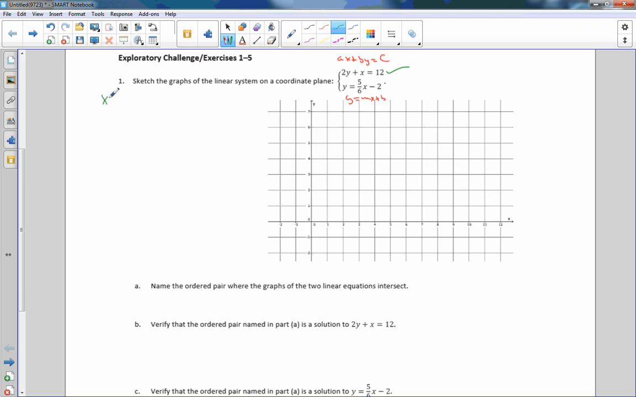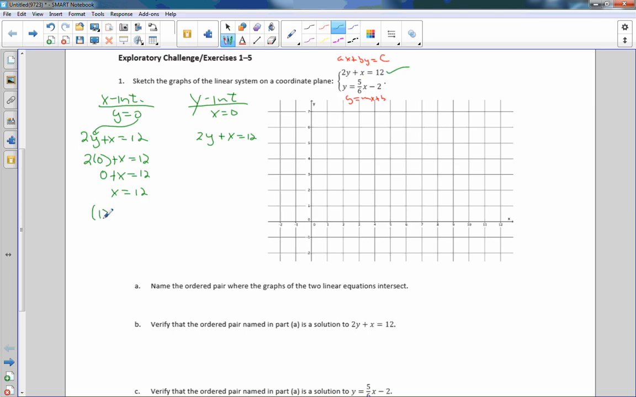If I want the x-intercept, I know that y equals 0. And if I want the y-intercept, I know x equals 0. So I will write this equation twice. 2y plus x equals 12. 2y plus x equals 12. Substitute in 0 for y, and I get 2 times 0 plus x equals 12. This is 0 plus x equals 12, so therefore x equals 12.